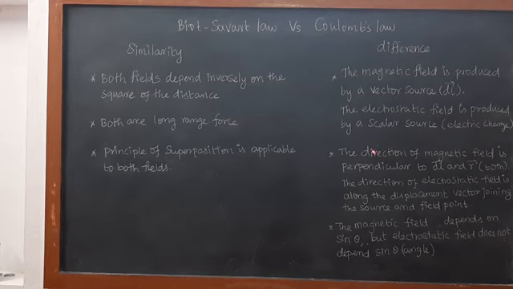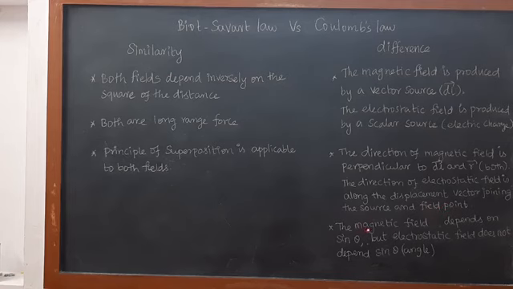And the second point, the direction of the magnetic field is perpendicular to both dl as well as r. But the direction of the electrostatic field is along the displacement vector joining the source and the field point, of course. So here it is perpendicular. Here it is along the line, which is parallel, like that we can say, right?